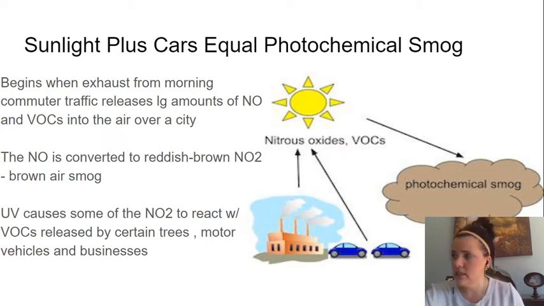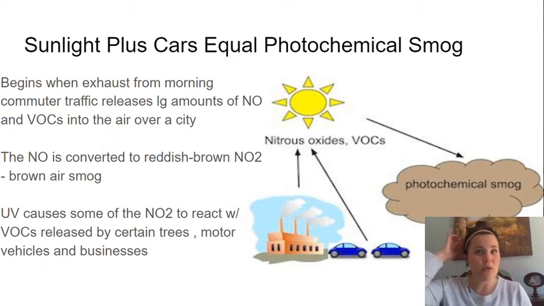One of the things is we're making cars with better emissions. But with those better emissions, up goes the price tag. So some of our less affluent people can't afford those new cars.